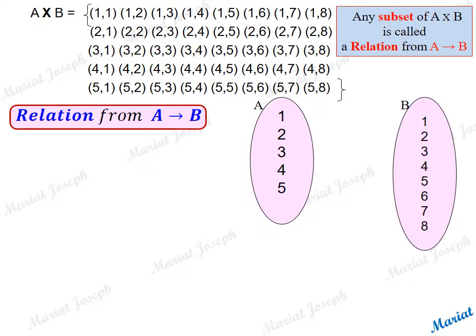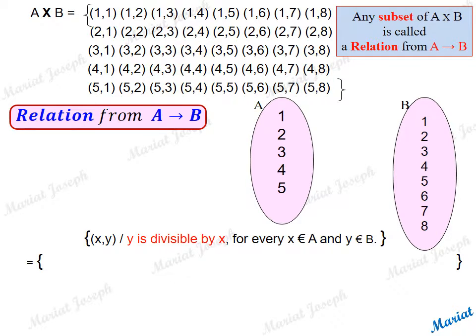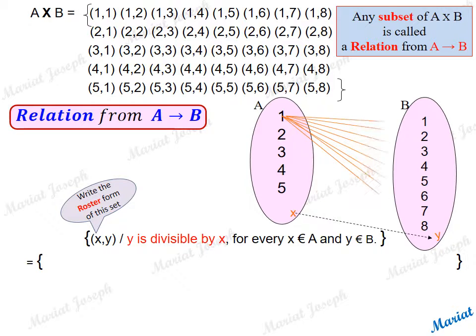Let's go for another example. This time, the subset has to be created by the condition that for the pair (x, y), y is divisible by x. And here we go. Roster form. 1 is related to all these elements as 1 is divisible by 1, 2 is divisible by 1, 3 is divisible by 1, 4 is divisible by 1. All of these elements of set B are divisible by 1.